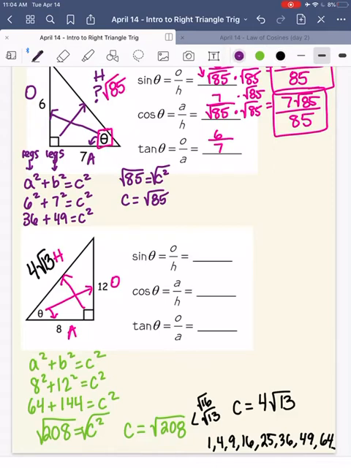All right, now we can answer our questions. So our question says we want to find the trig ratios. So our sine is our O, which is our 12, and our H is now 4 root 13.